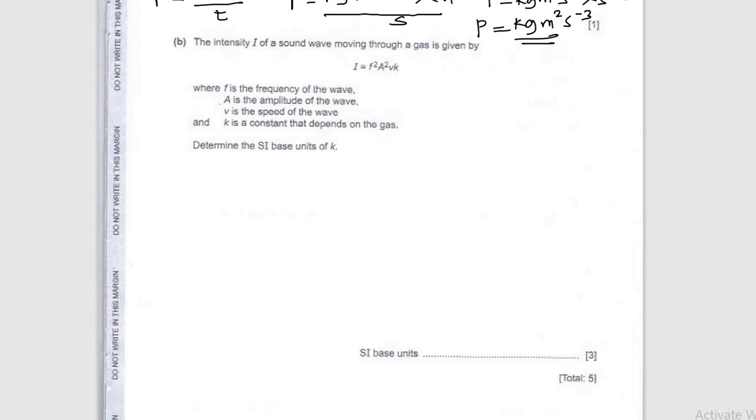The intensity I of a sound wave moving through a gas is given by the formula, or the model, and the meaning of each quantity is stated. f is frequency, A amplitude, I intensity, v is velocity, and k is a constant. We are asked to find the SI base unit of k. First step, make k the subject of the formula. That will be I over f squared A squared v.